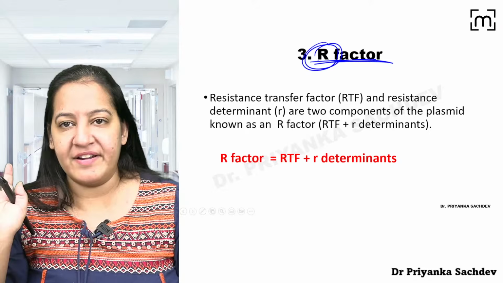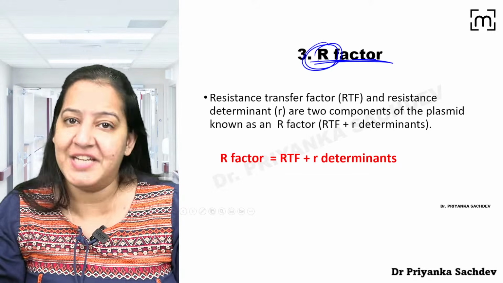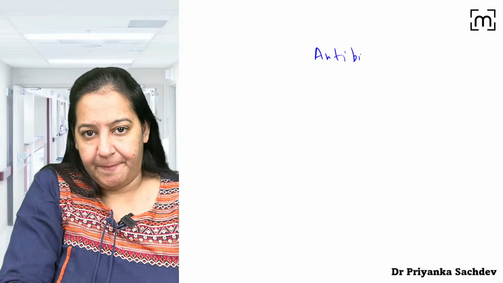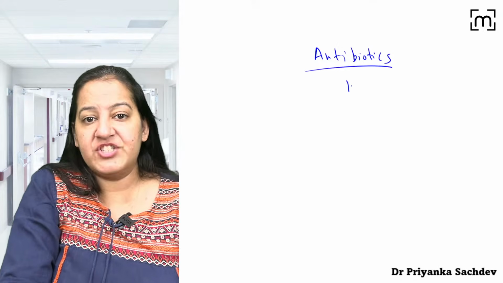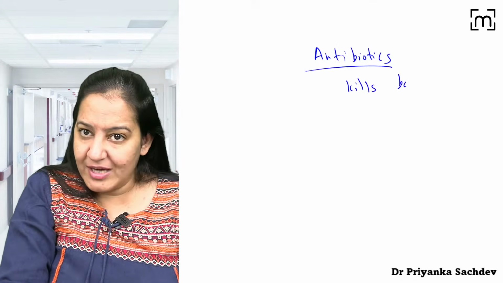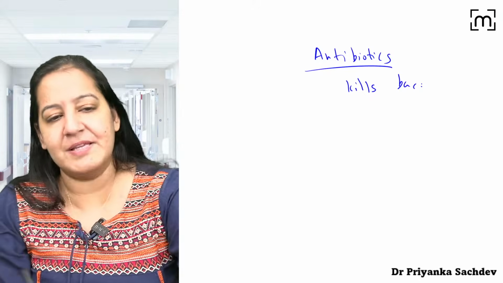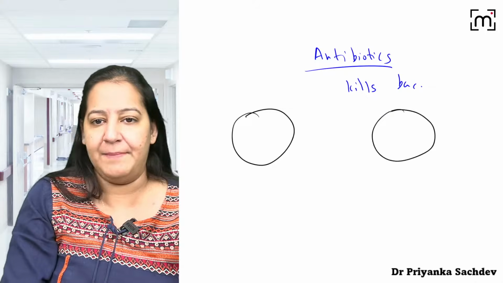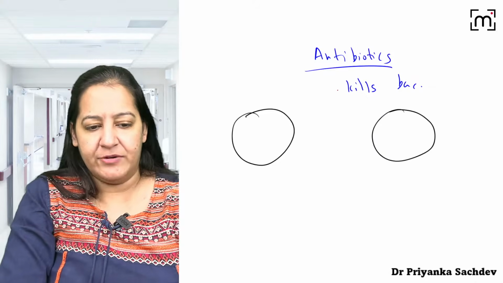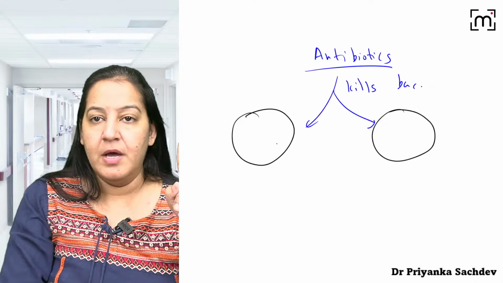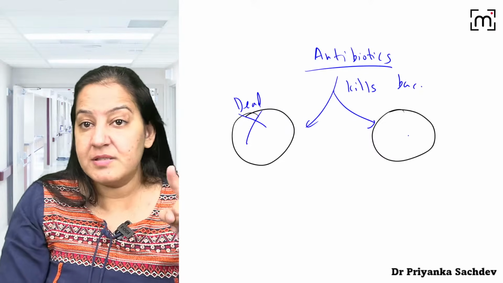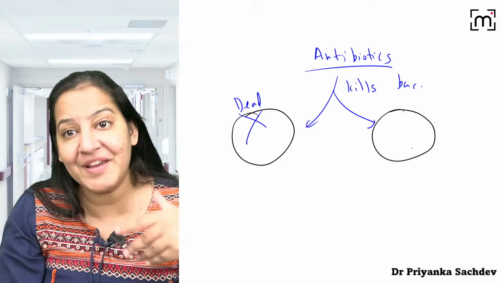You know, there are some bacteria who do not die even after giving antibiotics. What are antibiotics? Antibiotics are the drugs which kill bacteria. So suppose there are two bacteria. This is the first bacteria, this is the second bacteria. I am giving the same antibiotic to this also, to this also. But this bacteria is dead. After giving antibiotic, it dies. But this bacteria is not dying even after giving antibiotic.